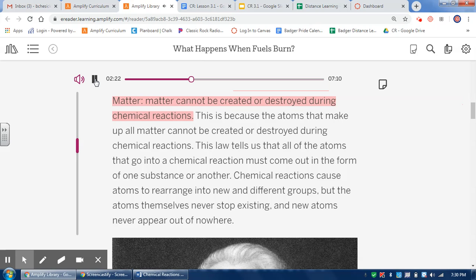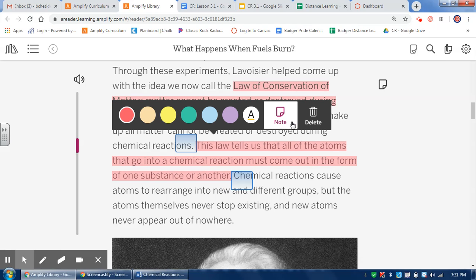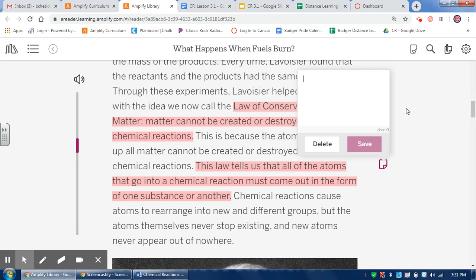This is because the atoms that make up all matter cannot be created or destroyed during chemical reactions. This law tells us that all of the atoms that go into a chemical reaction must come out in the form of one substance or another. Okay, and I think right here, again, this tells us that when we have an empty gas can or an empty gas tank, all of those atoms had to go somewhere.